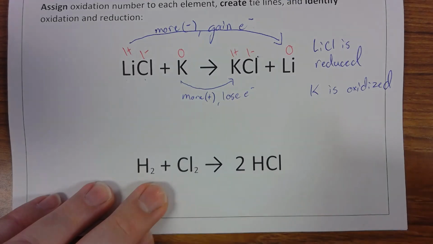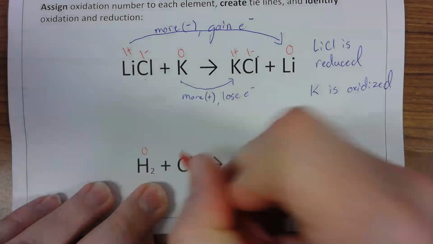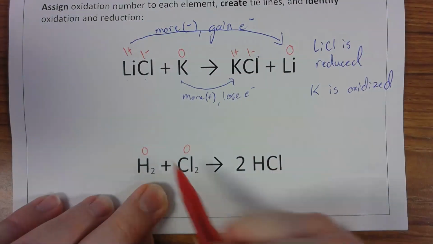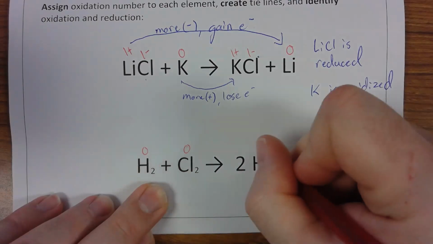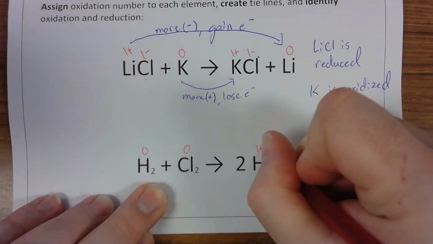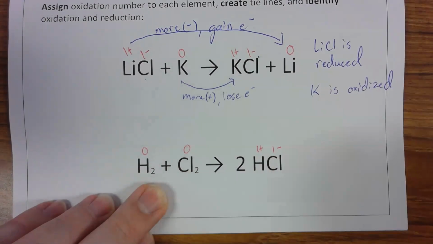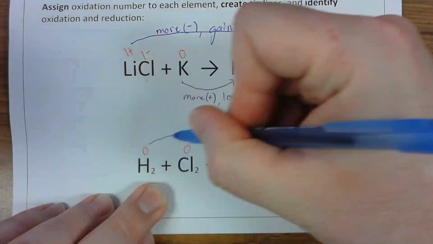All right, coming down here, same idea. Start by giving your oxidation numbers out. So neutral elements like this in pairs, no charge. The H, when he's paired with a nonmetal, is a 1 plus. The Cl is a 1 minus. Okay, connect the things that are changing. Hydrogen's changing.